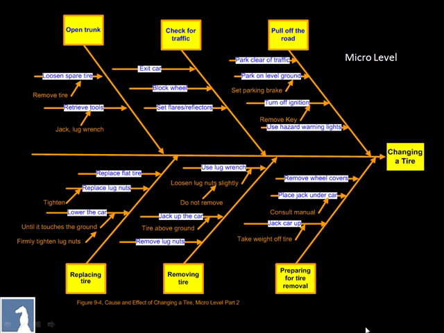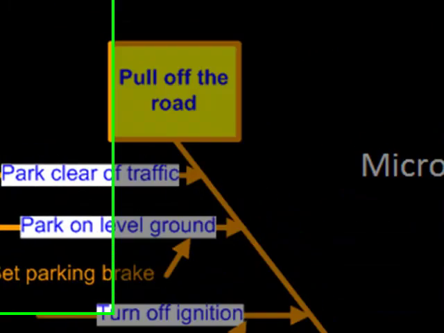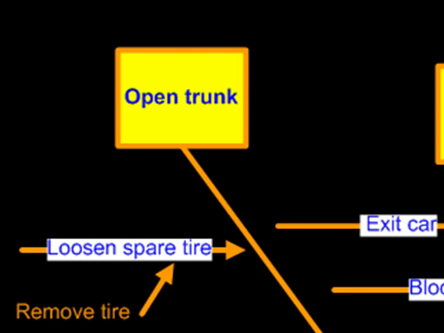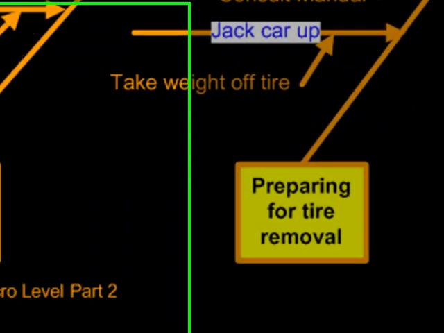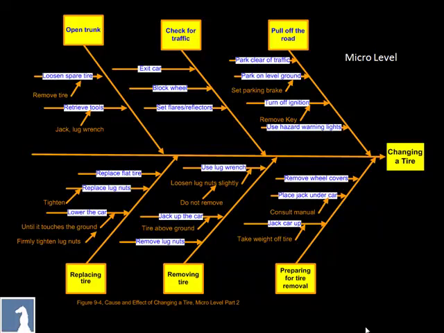By drilling down to a micro level with regards to the steps required to do the changing of a tire, you can identify the subtasks and issues that might be developing at that level, what the needs are at each individual step, and what the procedures or protocols required are. In this case, we've outlined pull off the road, check for traffic, open the trunk, prepare for removing the tire, remove the tire, and replace the tire. Depending on the vehicle, obviously more might be needed.